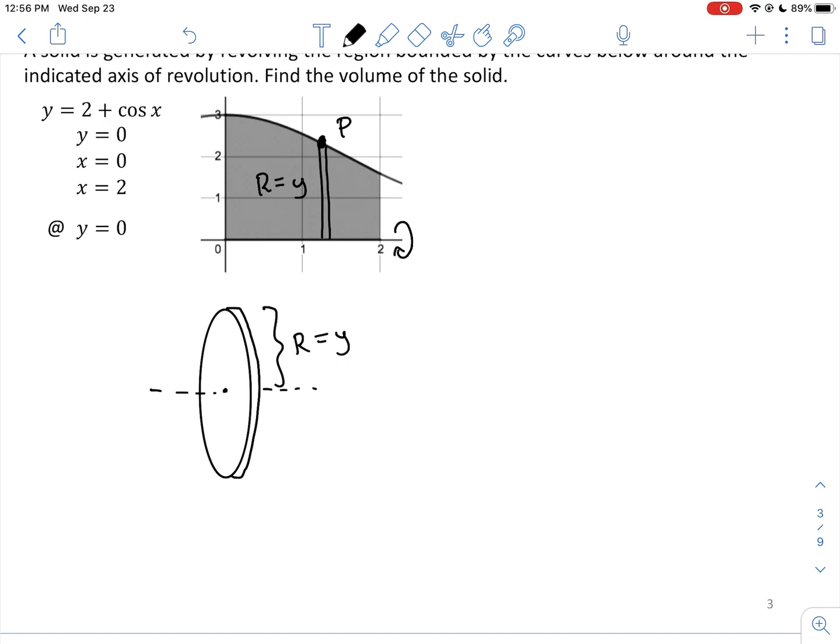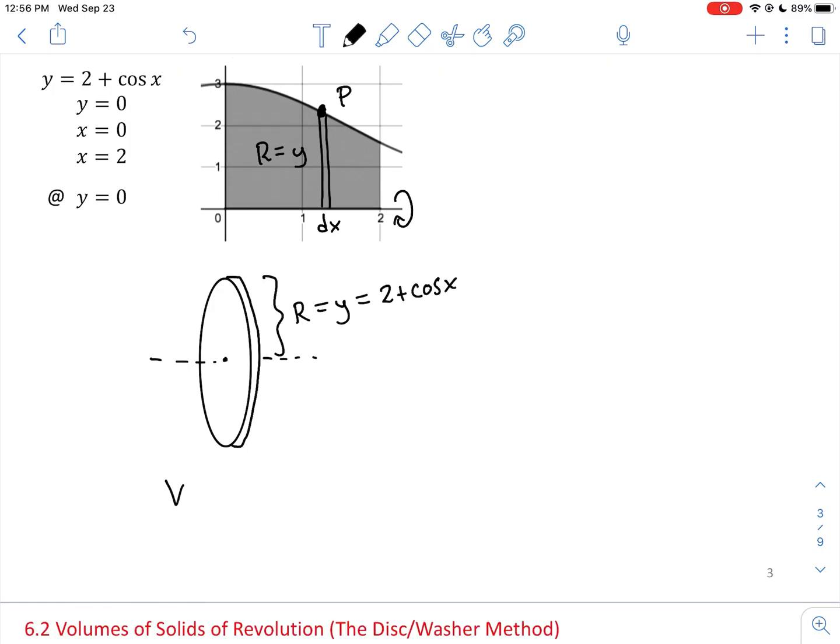However, we're doing vertical strips, which means that the thickness of each strip is a dx, which means everything has to be in terms of x. Y in terms of x is simply 2 plus cosine of x. So the volume of this disk is going to be pi r squared dx. And in this case, we replace r with this 2 plus cosine of x. That needs to be squared, and then dx.